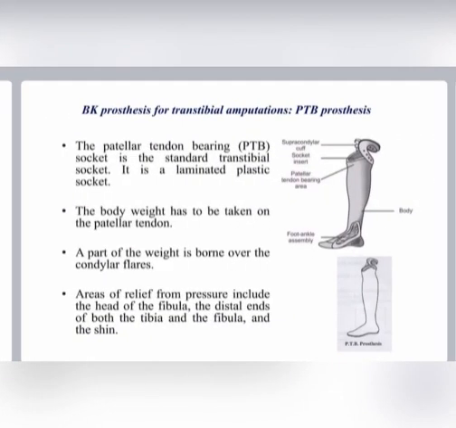BK prosthesis for transtibial amputations, PTB prosthesis. The patellar tendon bearing PTB socket is the standard transtibial socket. It is a laminated plastic socket. The body weight has to be taken on the patellar tendon. A part of the weight is borne over the condylar flares. Areas of relief from pressure include the head of the fibula, the distal ends of both the tibia and fibula, and the shin.